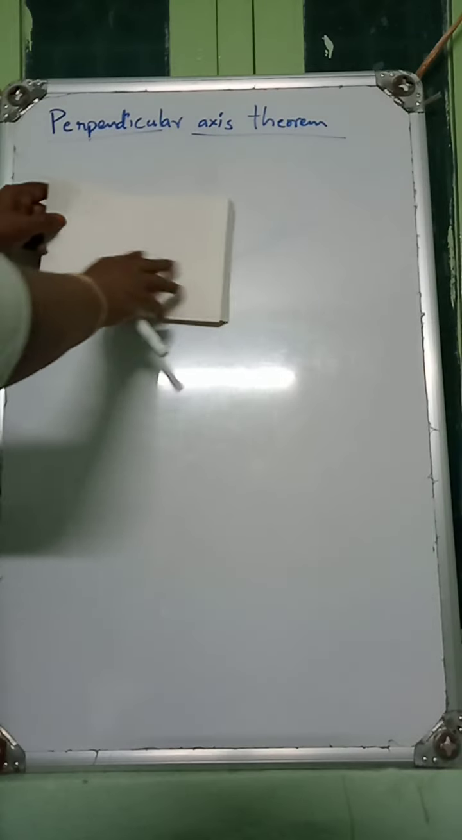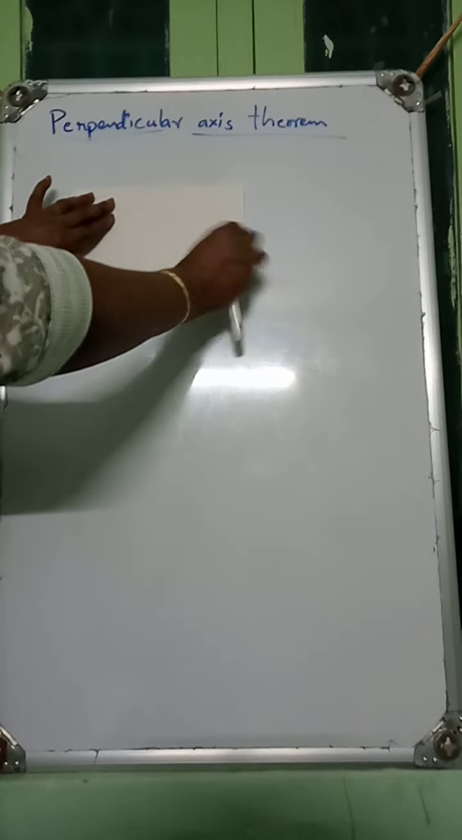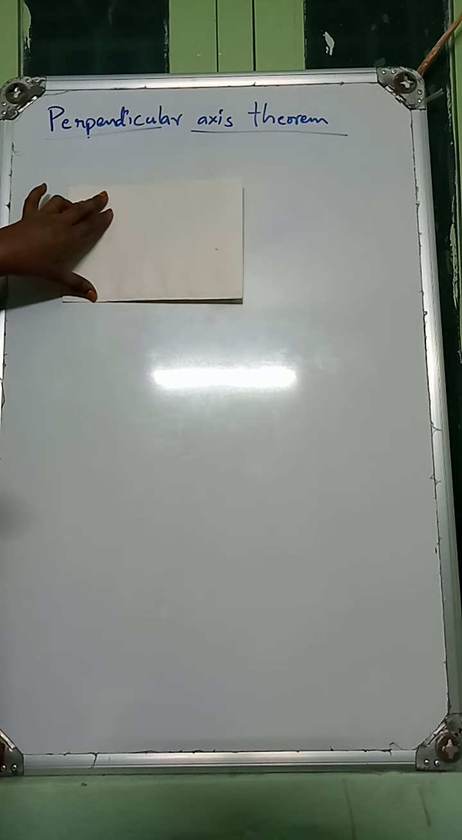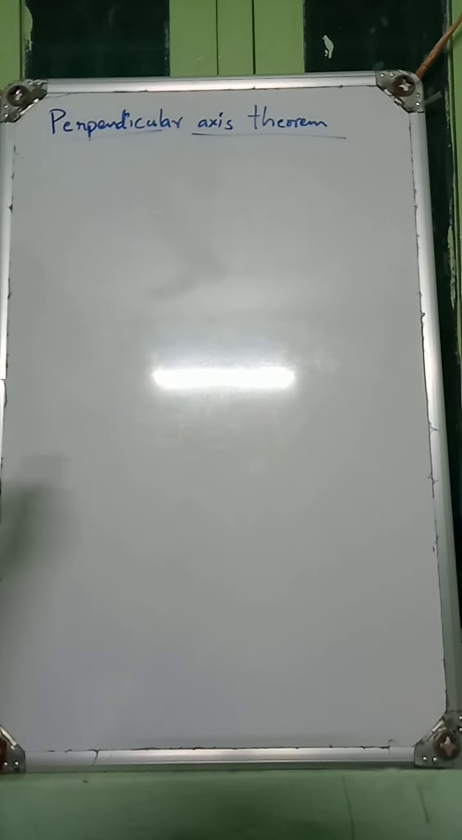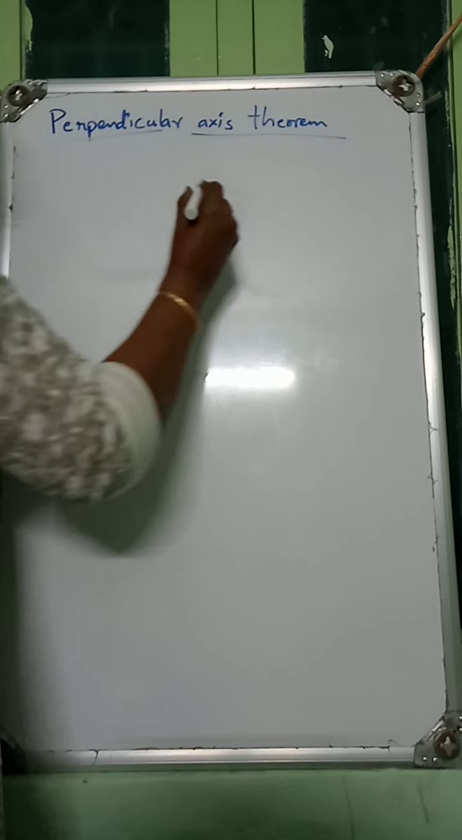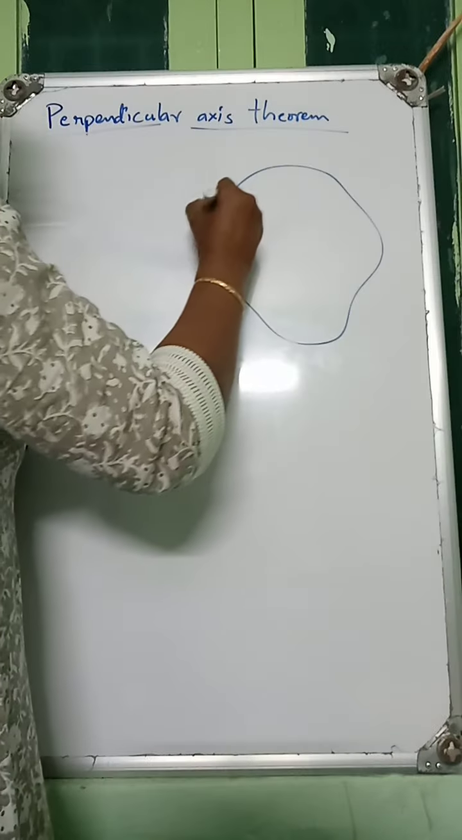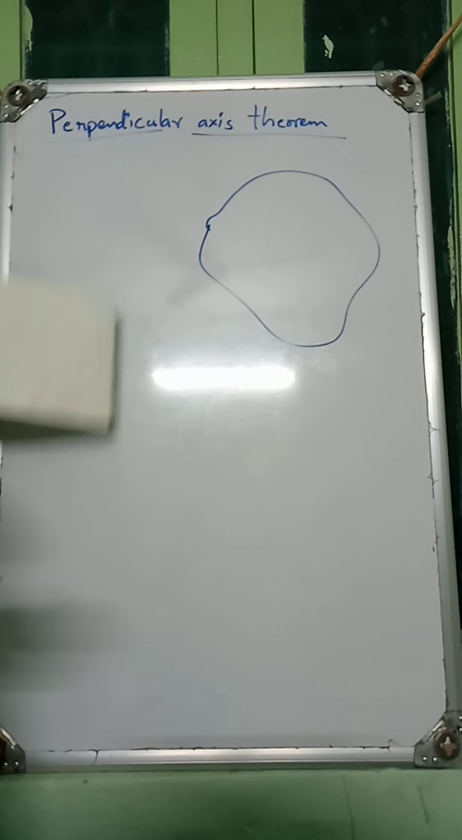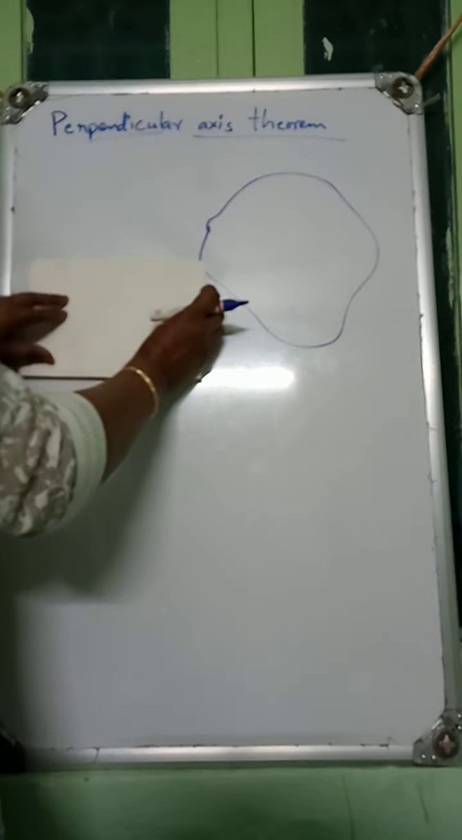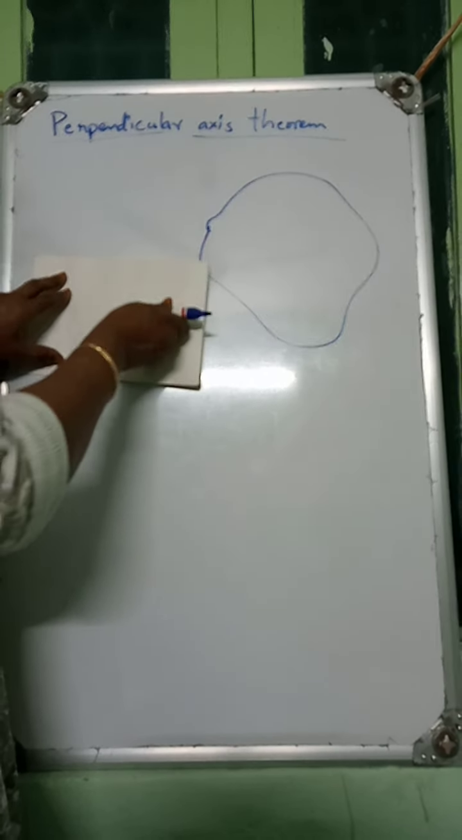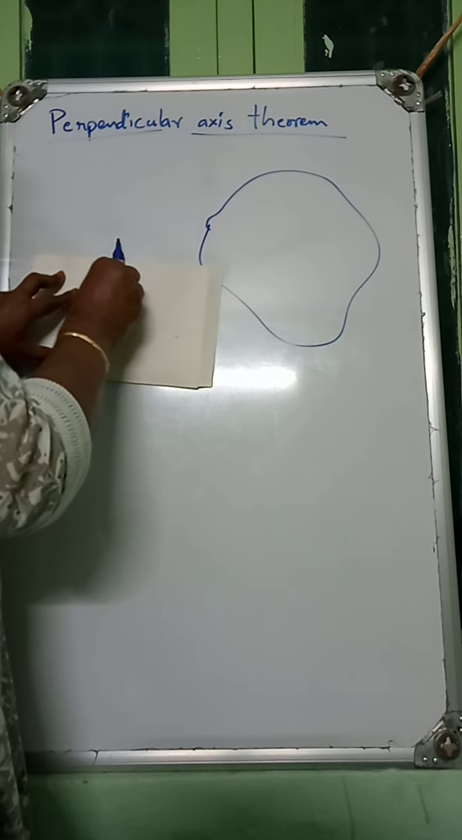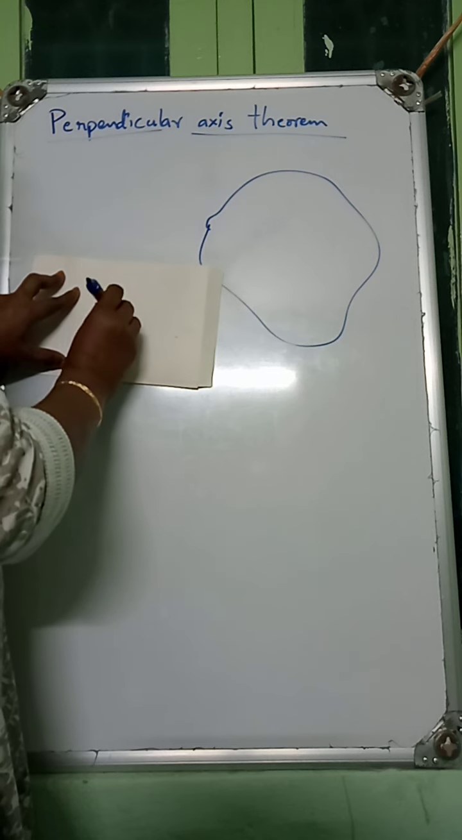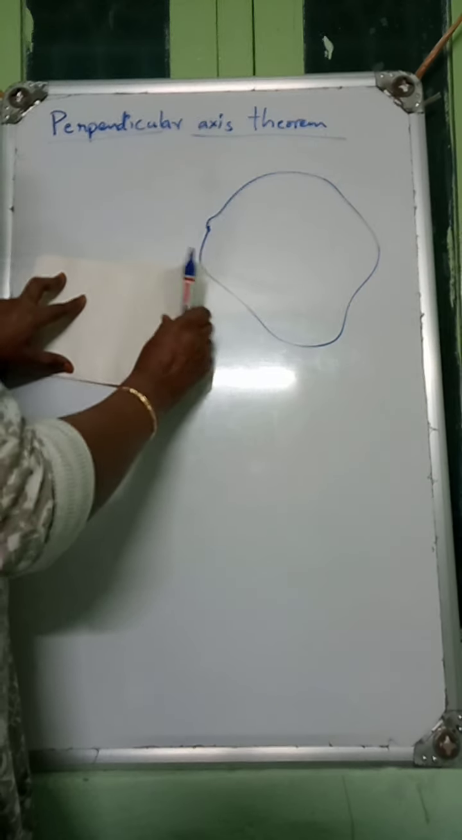If the lamina is lying in xy plane, it may have any shape. For our convenience, you take a lamina having irregular shape. Then it is applicable to any type of objects. Lamina may be circular or rectangular or irregular shape. This lamina should lie in xy plane. Let us imagine this as x-axis and this as y-axis, and z-axis is perpendicular to the plane of the board.